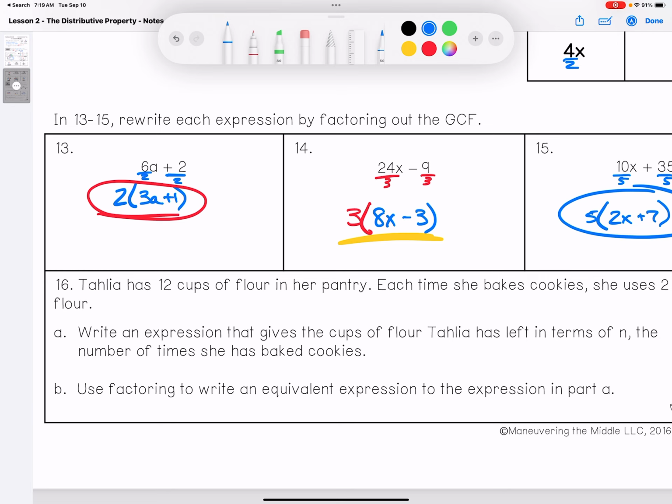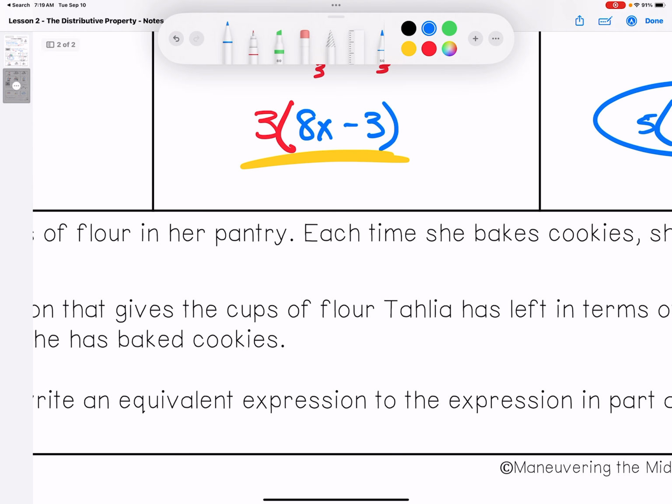So we're going to write an expression that gives the cups of flour she has left is n, because we don't know how much she has left, so we're going to give it as n. We know that she has 12 in her pantry. She uses 2 cups of flour. Okay? So she has 12 in her pantry minus 2 cups times however many times she does it. So we go 2N, because I don't know how many times she has gone and baked cookies. So that's why it is N. Well, I know she uses 2 cups every time. So it's 2 times N, which is just 2N.